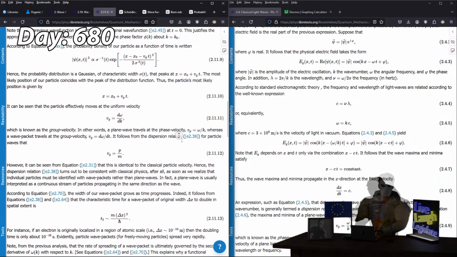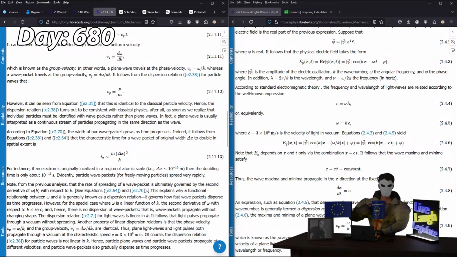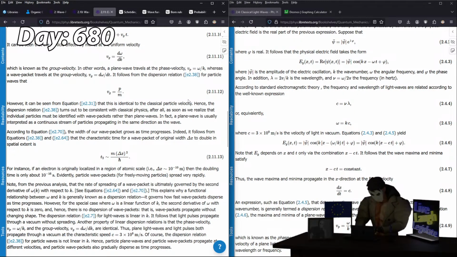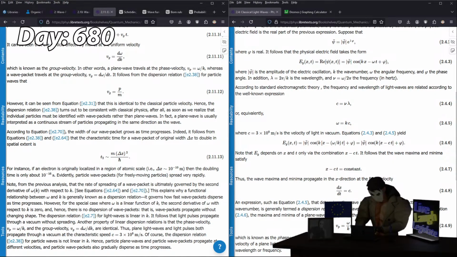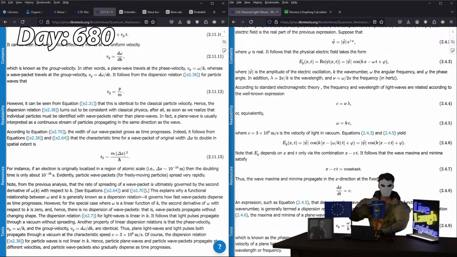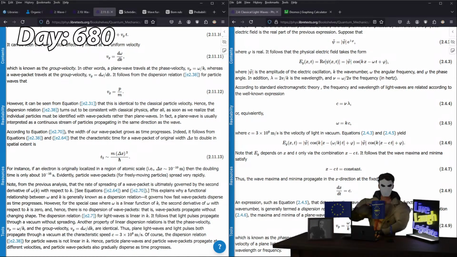Uniform velocity. A plane wave travels at the phase velocity, whereas a wave packet travels at the group velocity. Oh, I see. I put it in general. Let me see. Oh, that's cool. So you did what I was trying to do, except more rigid. That's neat.